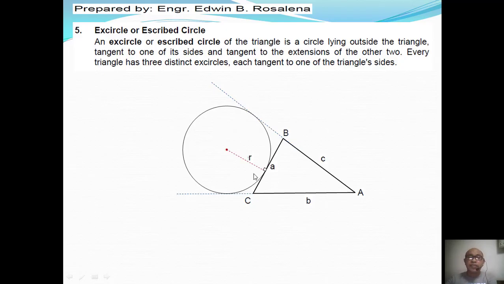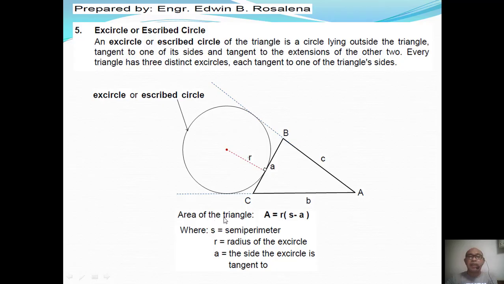So the radius is r. And then what is the relation? The area of the triangle is equal to r times (s minus a), where r is the radius of the exscribed circle and a is the length of the side of the triangle to which the circle is tangent.